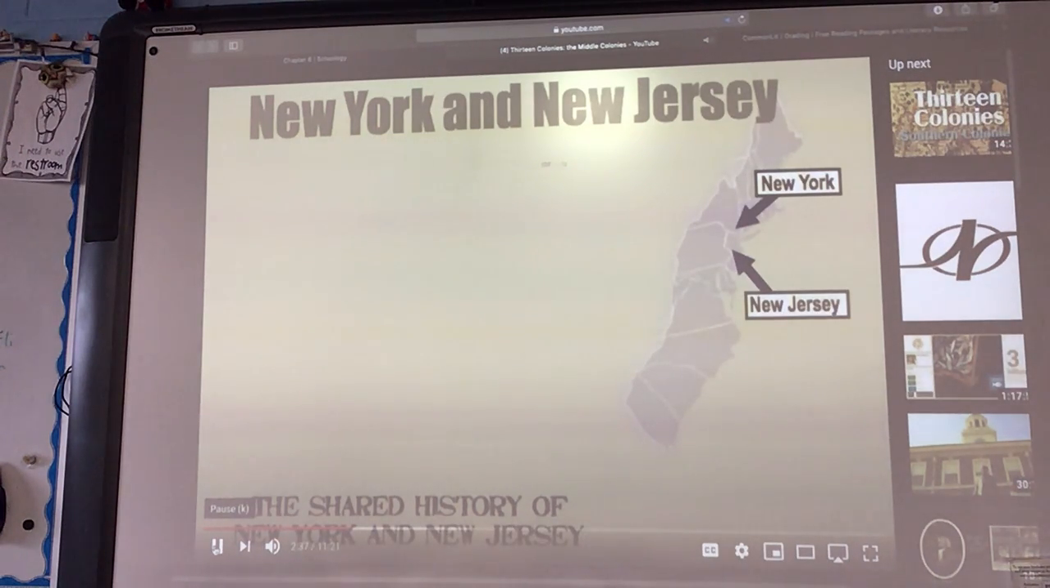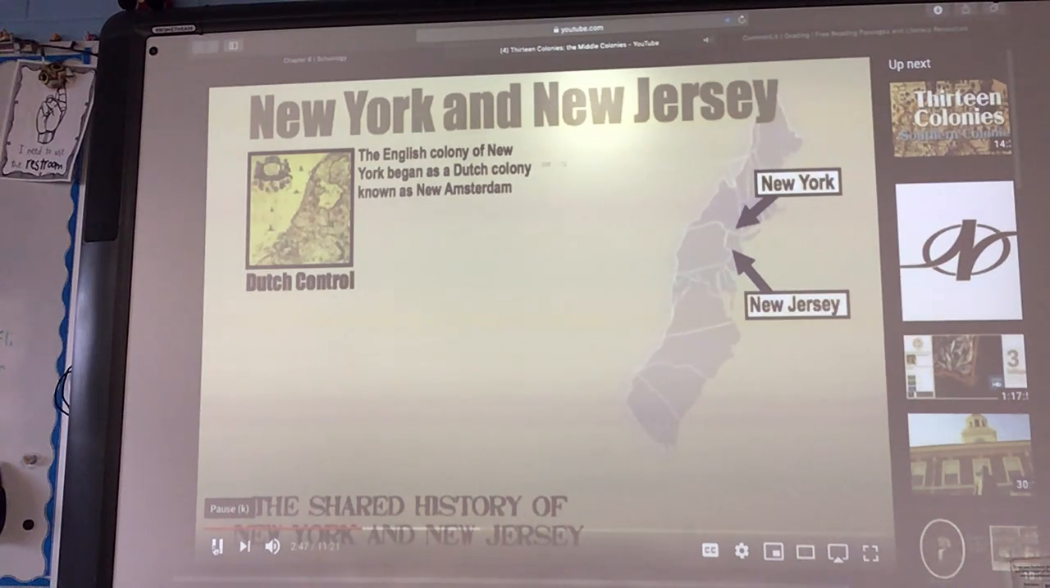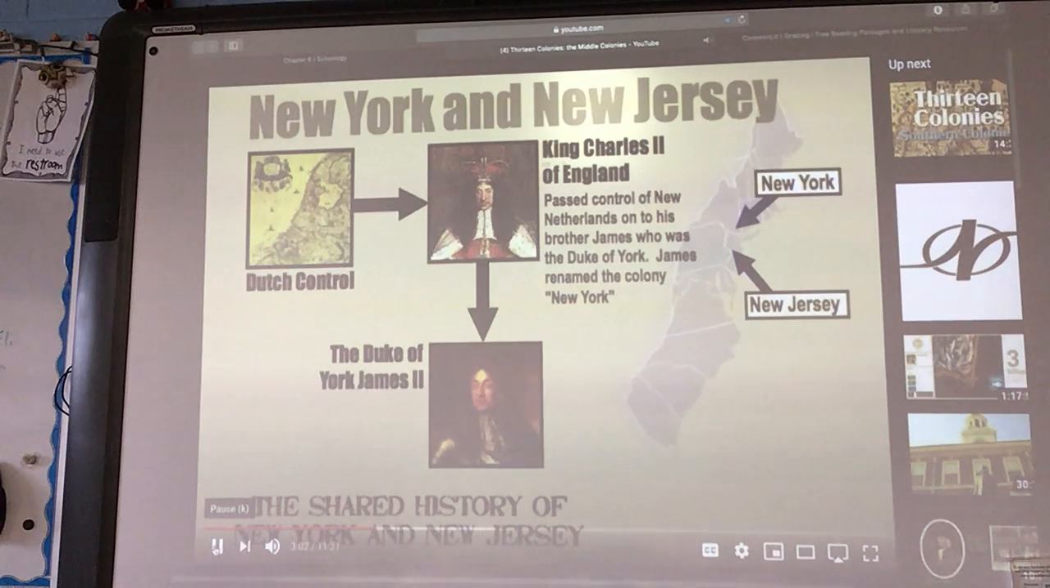Now, that's the story of the colony of New York. But the colony of New Jersey has a shared history with the colony of New York. So I'm going to tell the story of these two colonies together. As we already know, this region started out under Dutch control, and then the English come in and take over the colony from the Dutch. So now the region is under the control of the King of England, whose name is Charles II. Well, Charles II actually hands over control of that region to his brother, the Duke of York, whose name is James II.